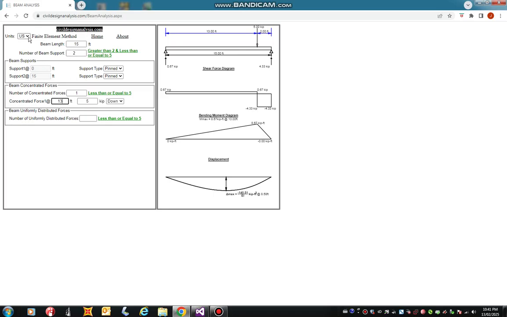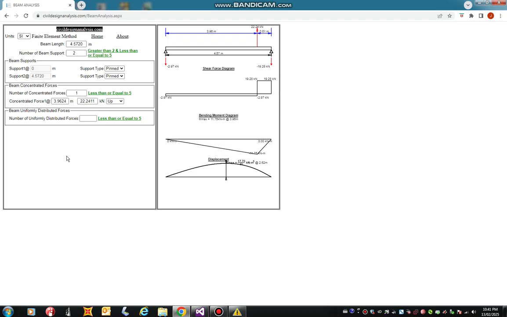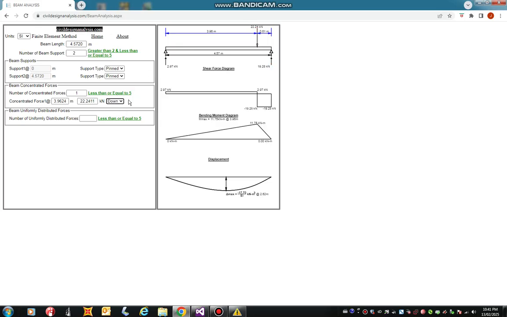If you go and change the units, it will give you SI units. It will now be in kilonewton and meter, from 15 feet to 4.57 meter. So this is how you do it. You can also change the direction of the loading to up. As soon as you do this, it shows the opposite direction. We're going to leave it like that.